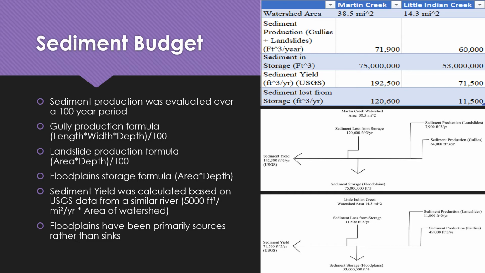Sediment yield was found using USGS data from a similar river, and sediment loss from storage was determined by finding the difference between sediment production and sediment yield. One of the main results of the sediment budget is that the sediment storage primarily acts as a source rather than a sink, based on the diagrams to the right.